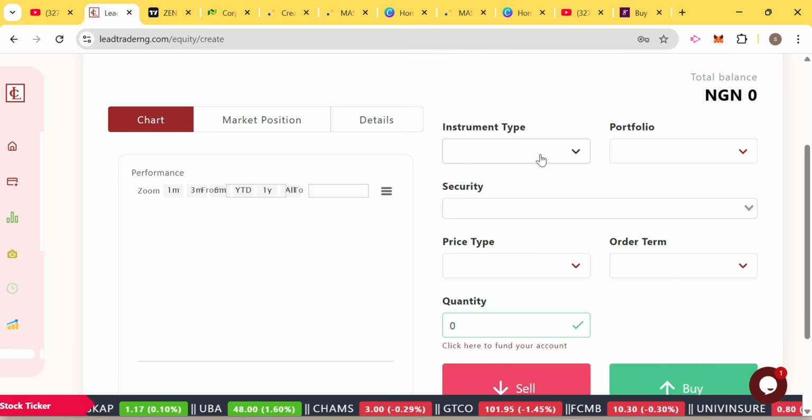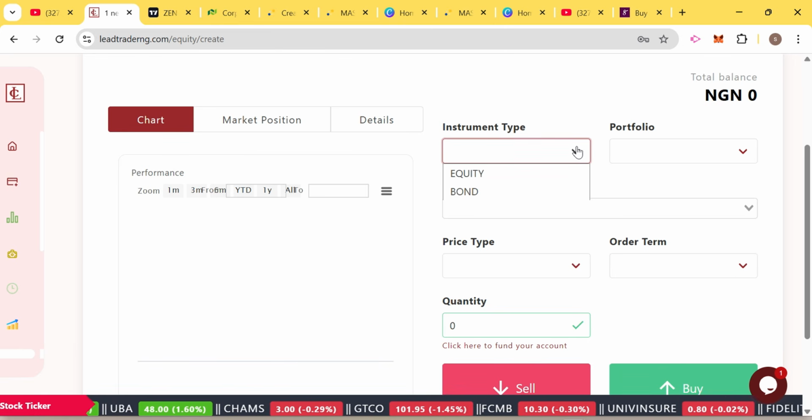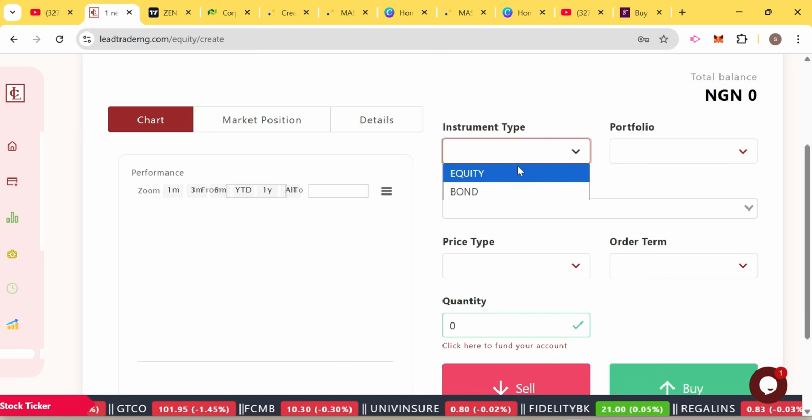The first thing you want to do after you've clicked new trade is to come to Instrument Type and click this drop-down. Once you click this drop-down, it's going to show you what kind of instrument you want to purchase. Are you purchasing equity or bond? Any of these that you want to purchase. But for this particular video, we want to purchase equity. So I'll come here and pick equity.